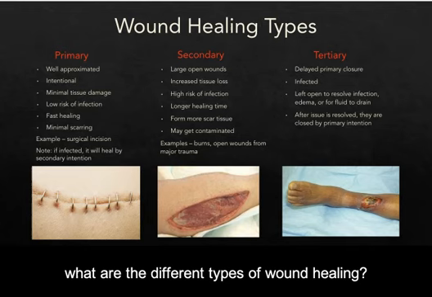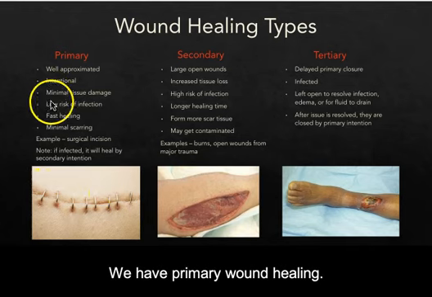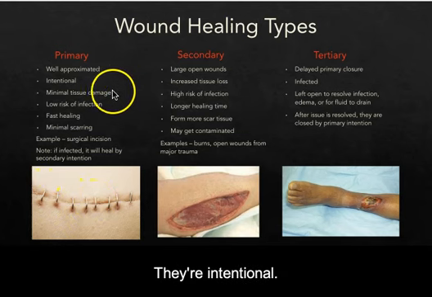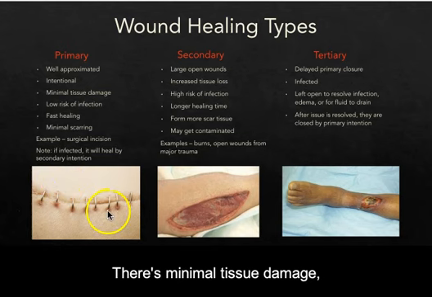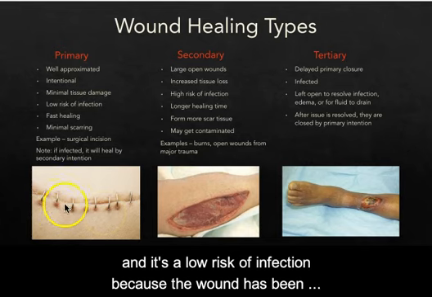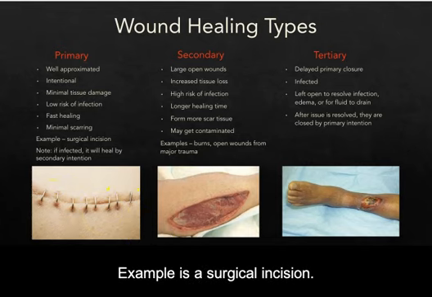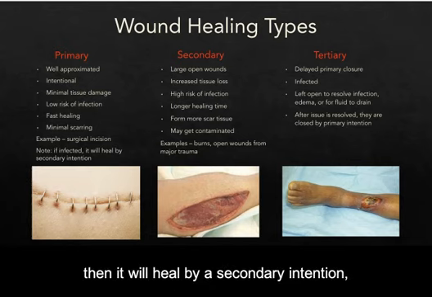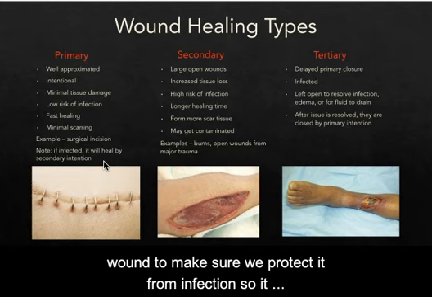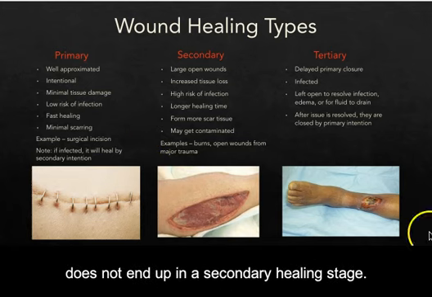What are the different types of wound healing? We have primary wound healing. This is when the wound is approximated. This is usually for surgical wounds. They're intentional, there's minimal tissue damage, there's fast healing, you'll have minimal scarring, and it's a low risk of infection because the wound has been approximated and closed. Example is a surgical incision. Now, if it's infected, then it will heal by secondary intention, which is the next one. That's why it's so important when a person has a surgical wound to make sure we protect it from infection, so it does not end up in a secondary healing stage.